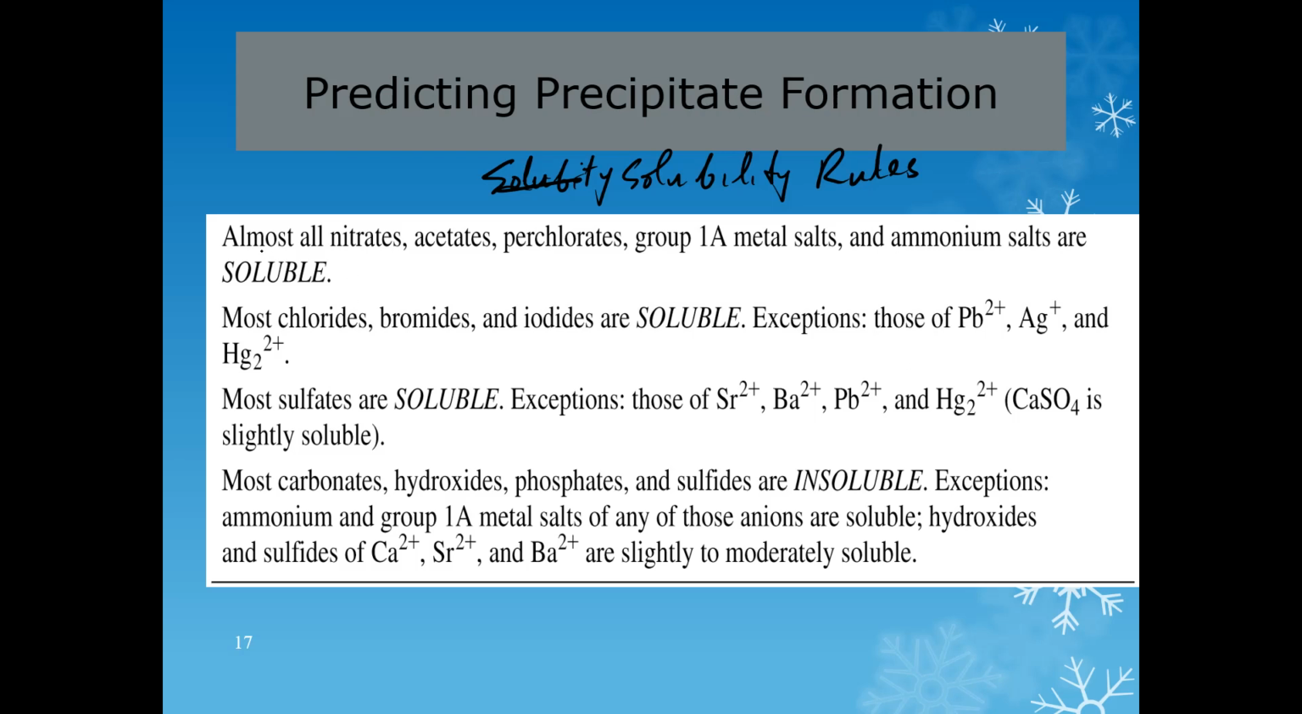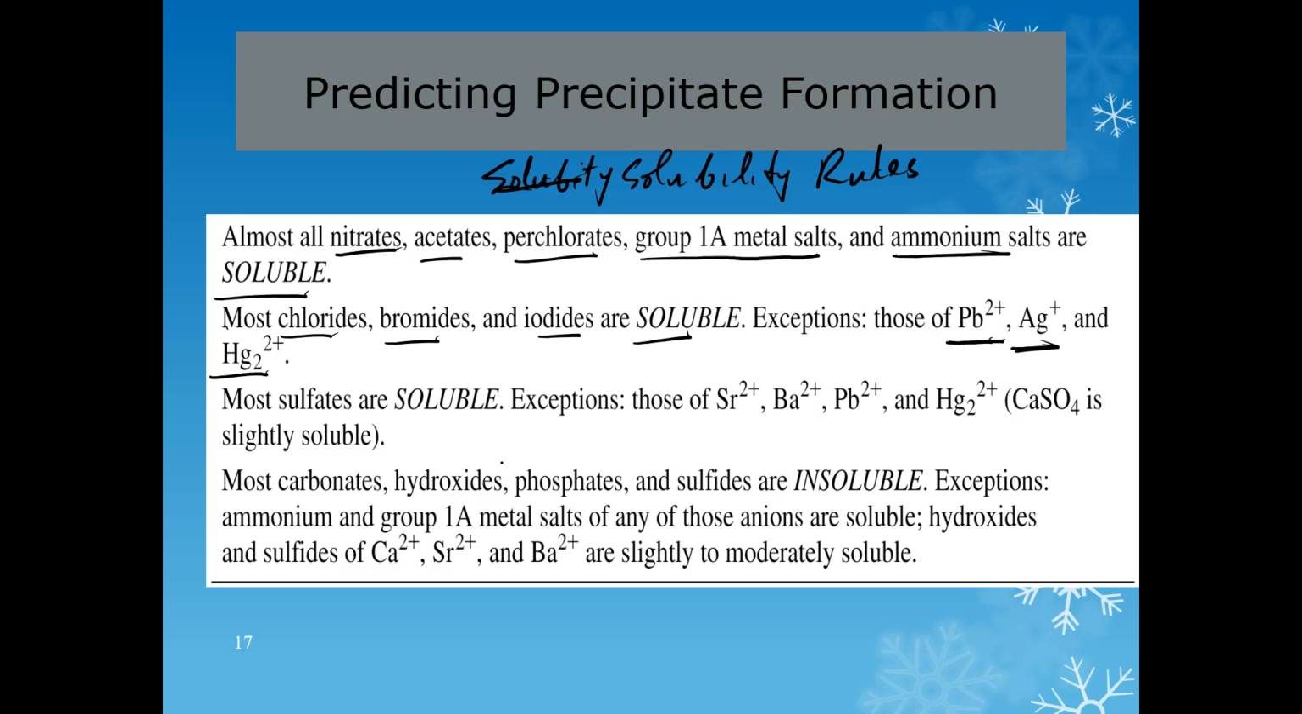So, for example, it says here in the first line, almost all nitrates, acetates, perchlorates, group 1A metal salts and ammonium salts are soluble in water, right? So any compound that fits this description, you can assume that those compounds will dissolve in water. And then the second line here says most chlorides, bromides, and iodides are soluble, but there are some exceptions: Pb2 plus, Ag plus, and mercury 2 plus, right? Any bromide, chloride, or iodide that's combined with lead 2 plus, silver plus, and mercury, well, this is actually mercury 1, those compounds will be insoluble if they're combined with these, all right? And there are some other descriptors that are given below.